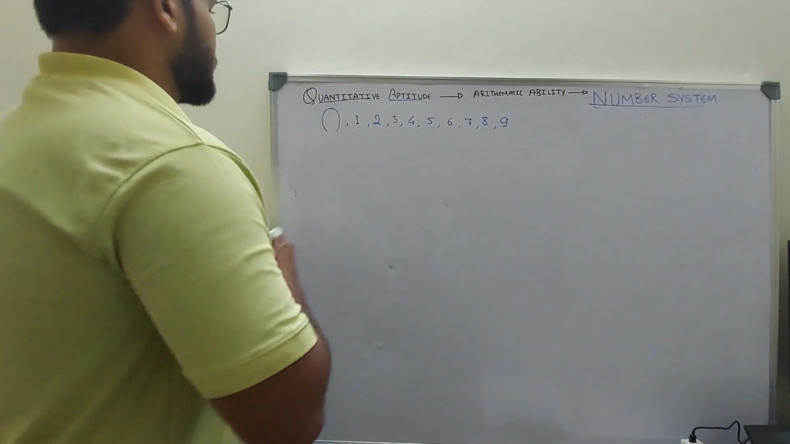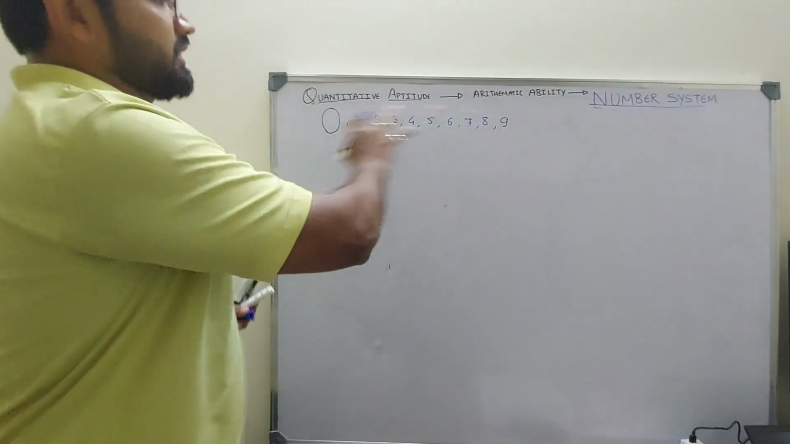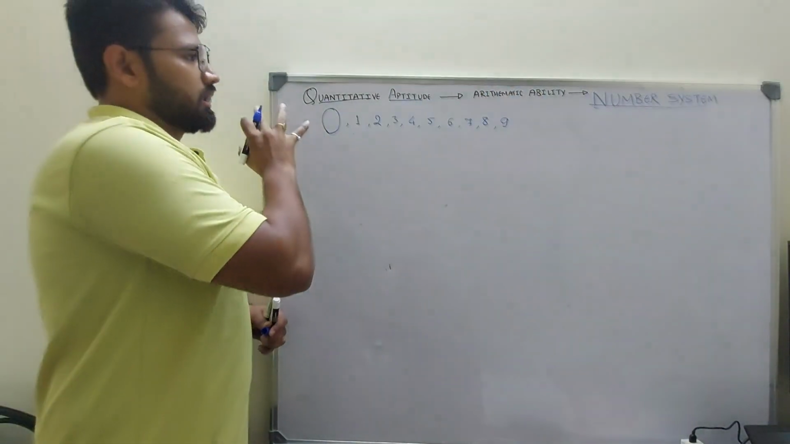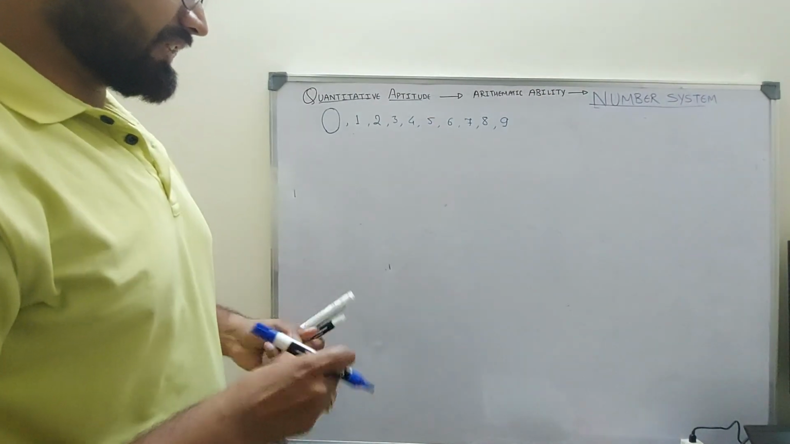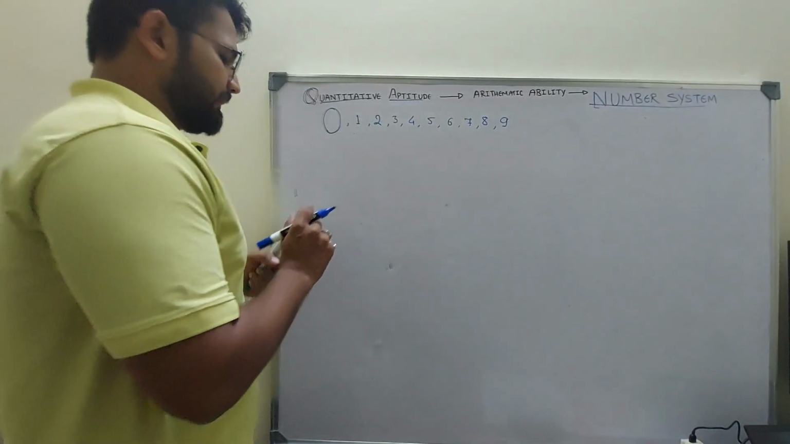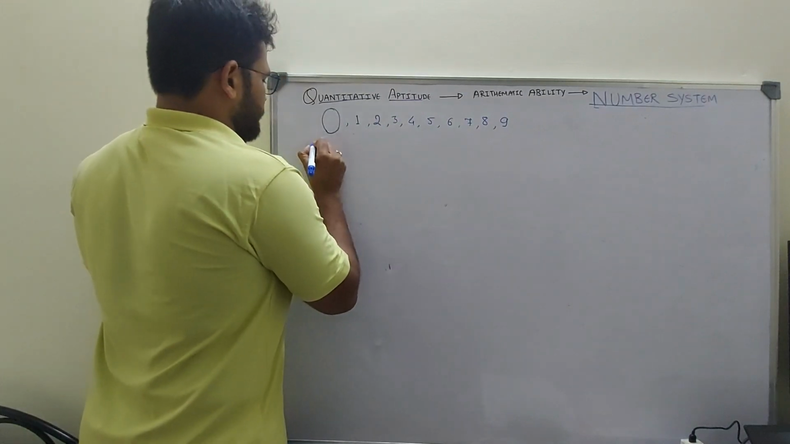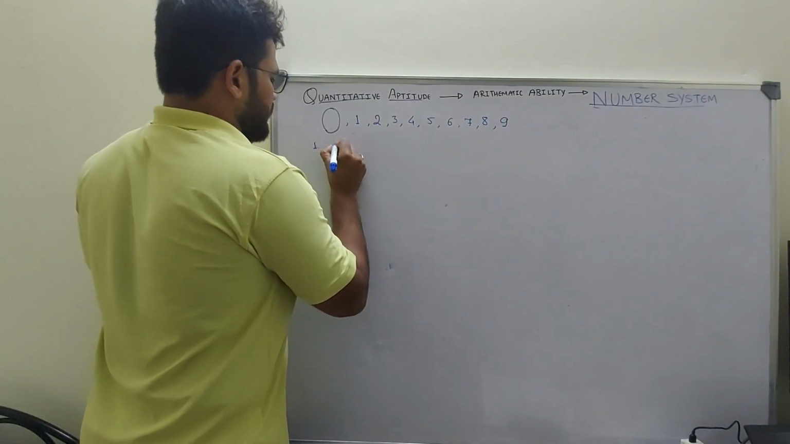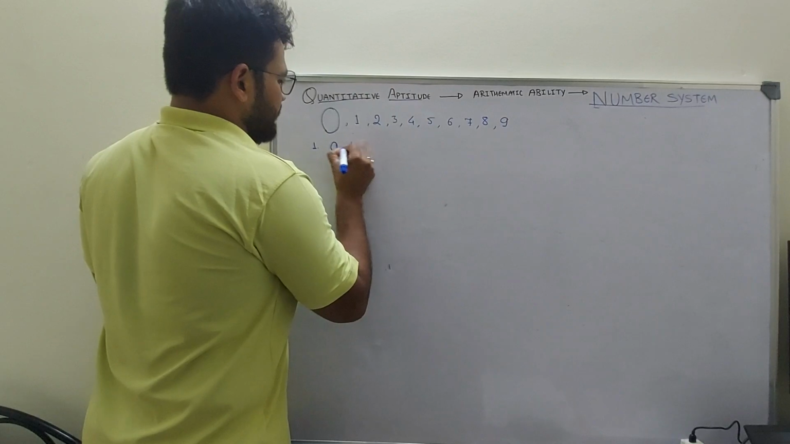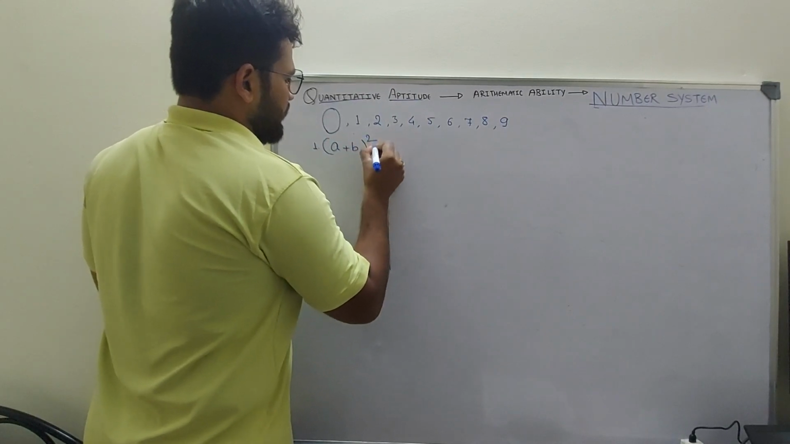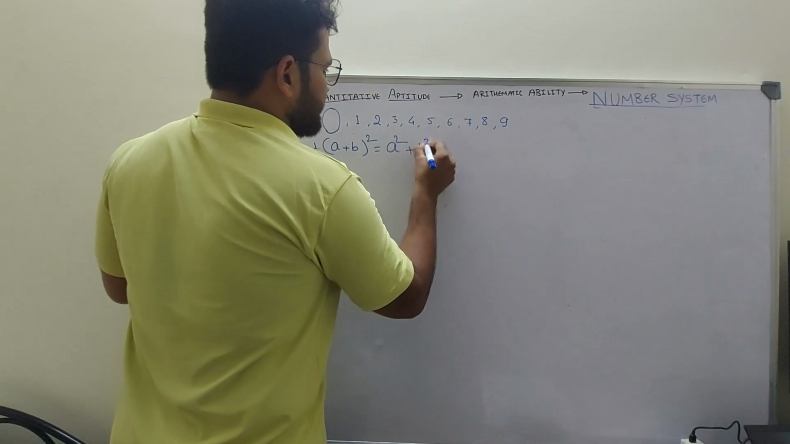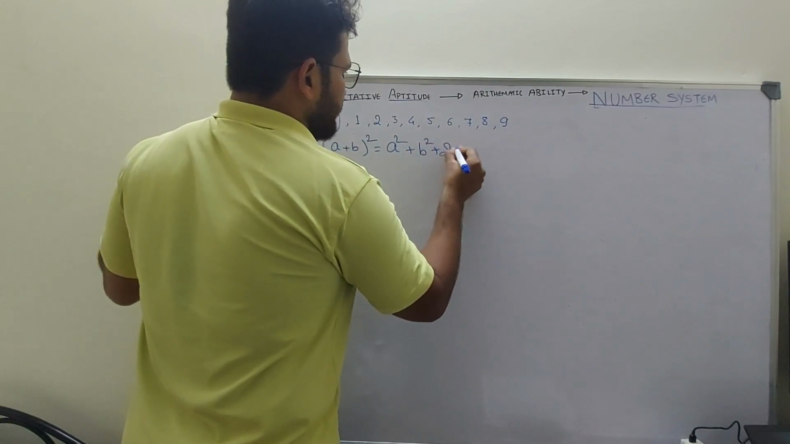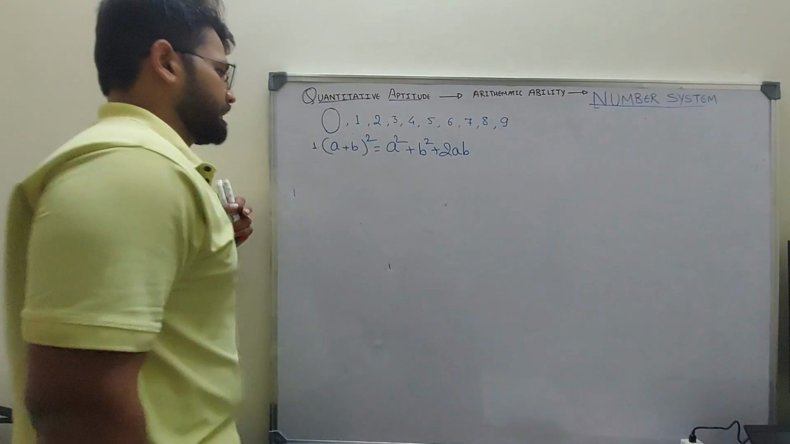So these are whole numbers. Just remember, this is just to remind you of that. These are the numbers you are going to play with. Now the important formulas you all might be knowing. (a plus b) square is equal to a square plus b square plus 2ab.